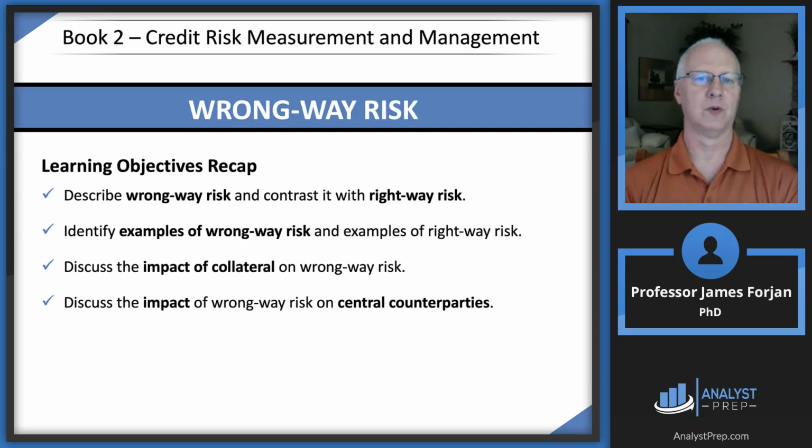And that takes us through these just 4 learning objectives. Probably 2 important things here for testing reasons. Not only to describe wrong way risk, but be able to explain some of the examples, and then look at the collateral and how the collateral impacts all this.